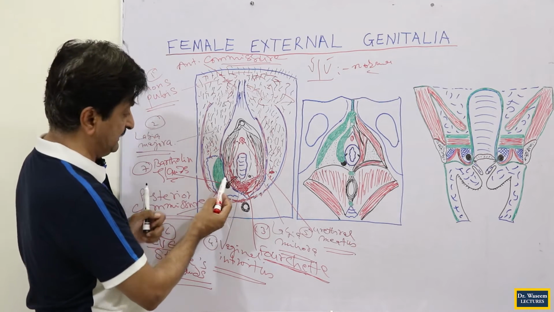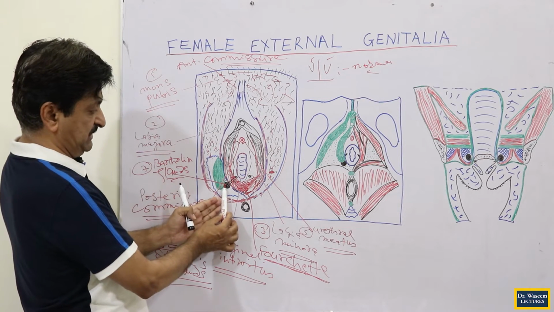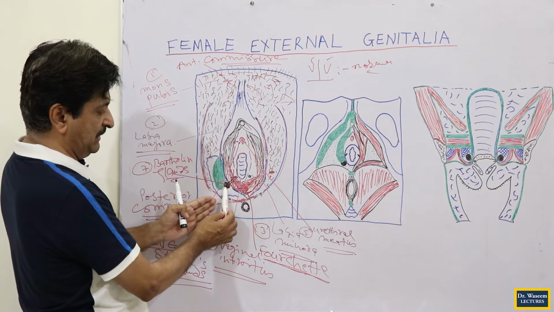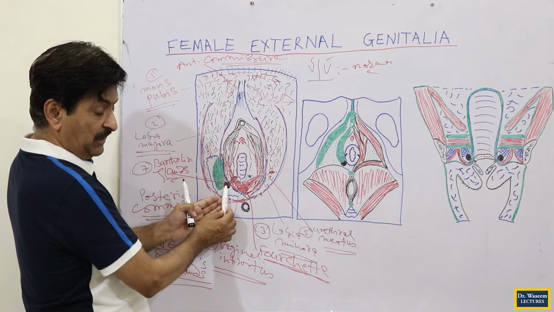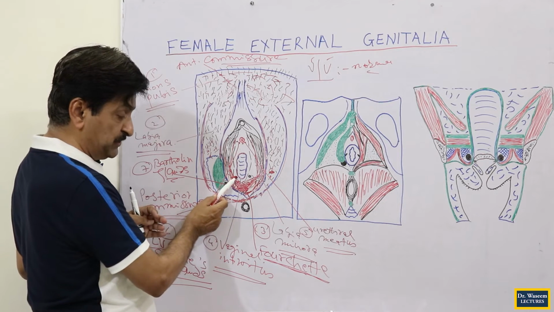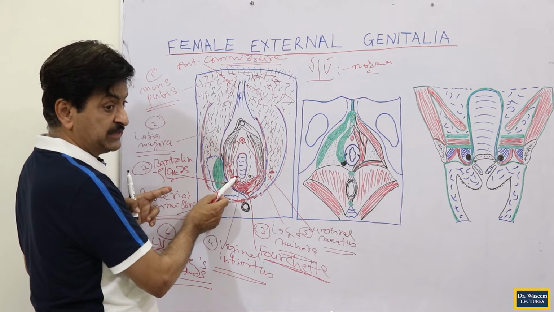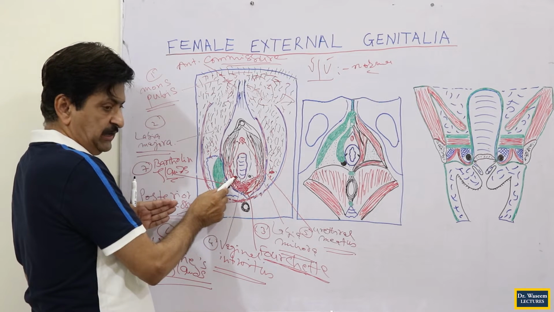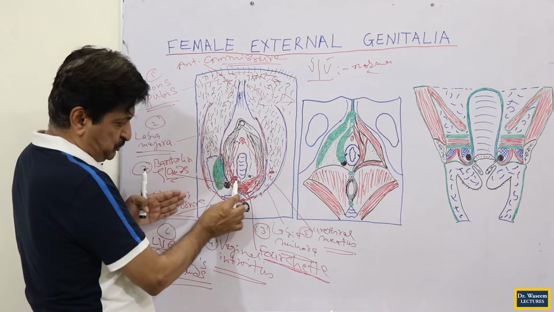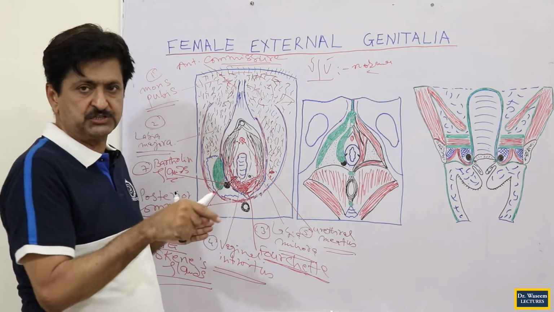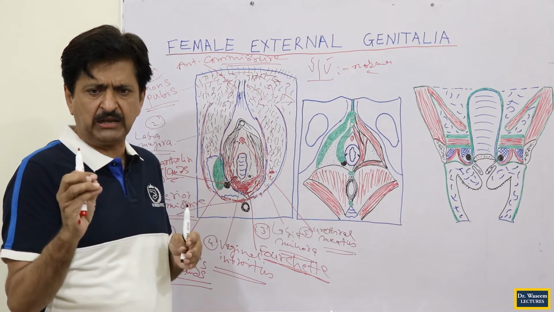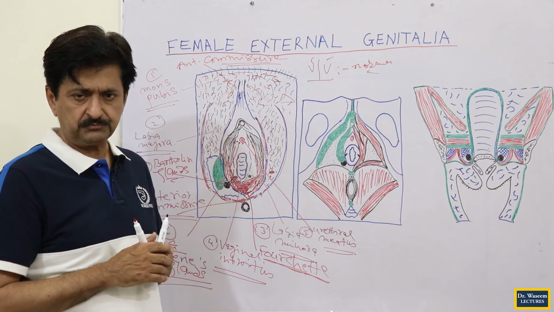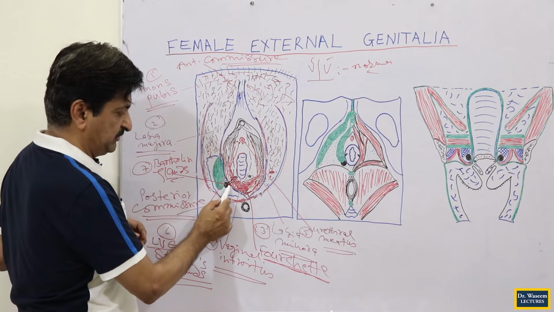Here this will be the greater vestibular gland. It lies here in the vestibule, and its duct opens into the vestibule, not into the lateral wall of the vagina. The vagina stops there, and very close to the end of the vagina, from the lateral wall in the posterior portion, this duct opens into the vestibule. It plays a minor role in lubricating the vestibule during sexual intercourse. And it will be present here like this.